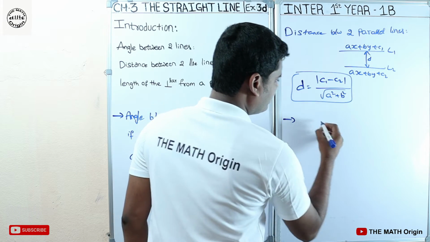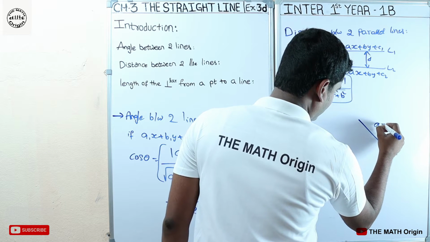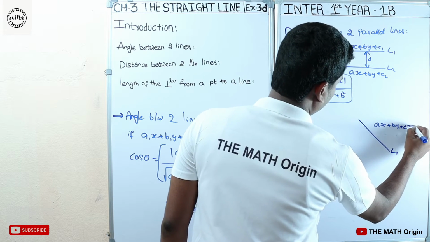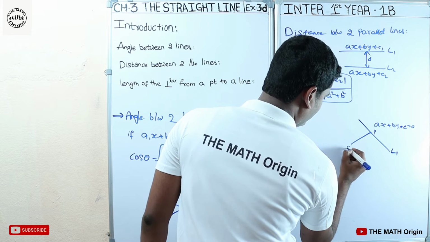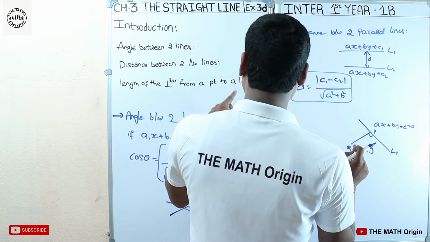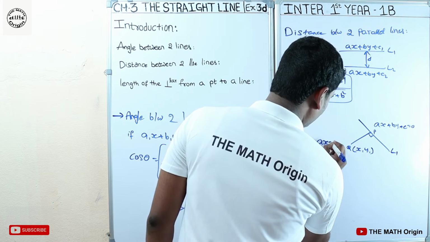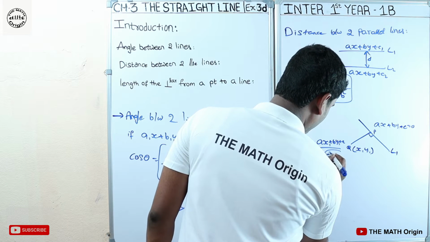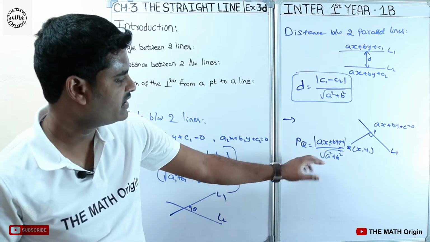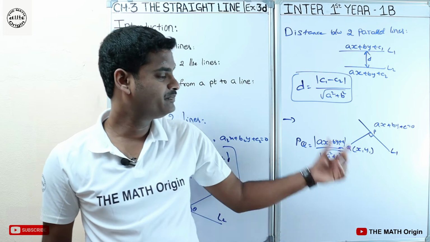Let's take a line L1: ax plus by plus c equals 0, and we have a point P here, and a point Q here which is at the perpendicular distance. I can say P is x1 y1. The length of the perpendicular from the point to this straight line, meaning the distance PQ, is equal to ax1 plus by1 plus c by root of a square plus b square. This is the formula for finding the perpendicular distance of a point to a line. These are the basic concepts in this 3D exercise.